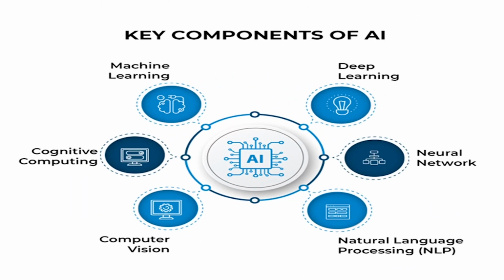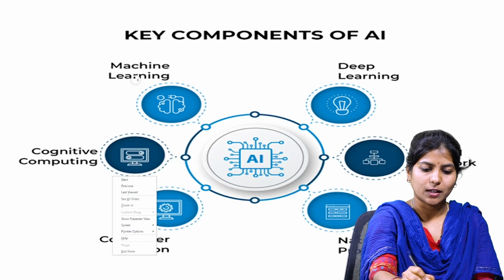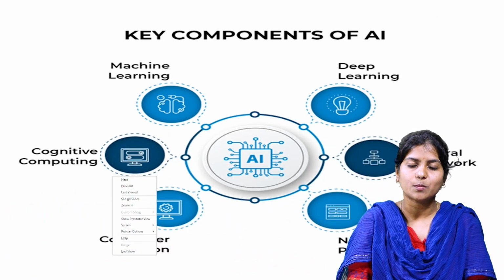Next we'll see the key components of AI. So what is there in AI? Key components are mainly machine learning, followed by deep learning, followed by neural networks, followed by natural language processing, computer vision, followed by cognitive computing. First we'll see machine learning. So what is machine learning?